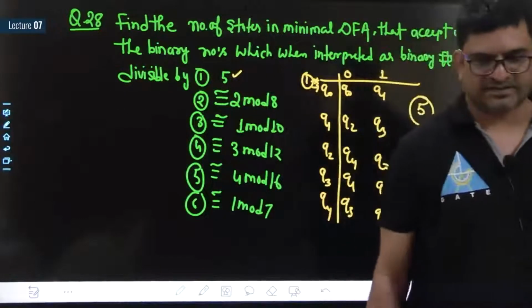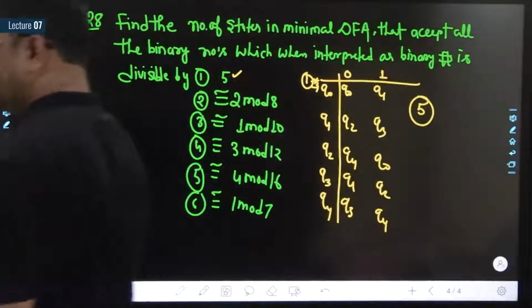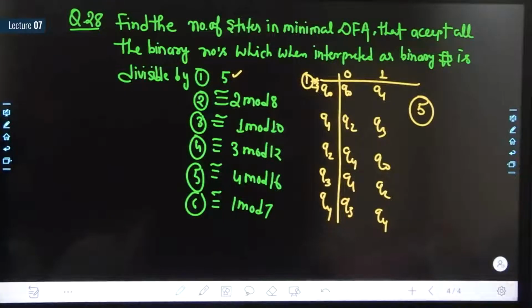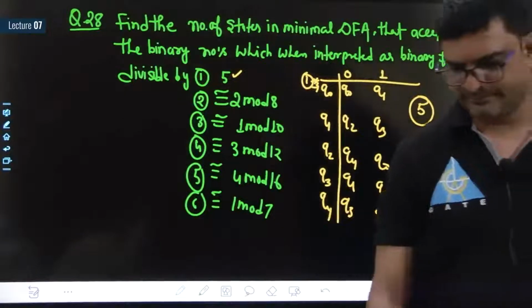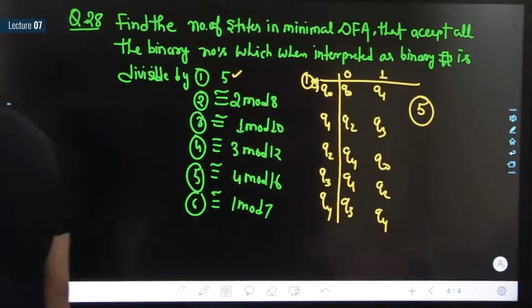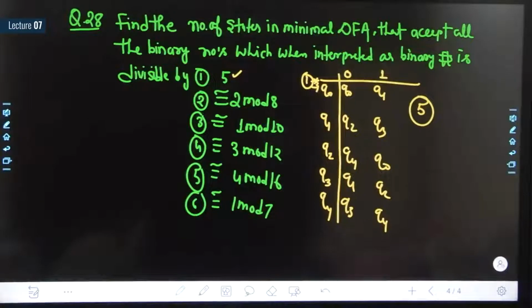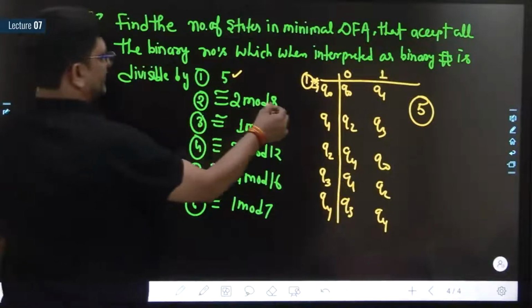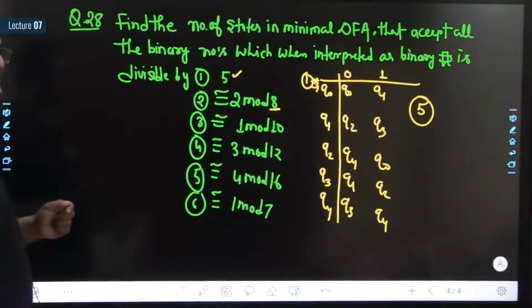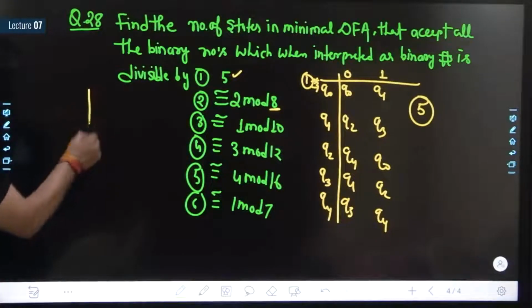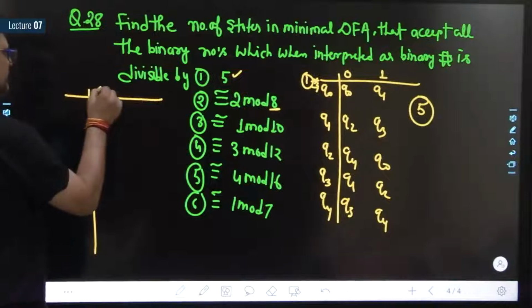Second question. Try to do the second question, do it fast. Divide by 8. How many remainders are possible? 8: 0, 1, 2, 3, 4, 5, 6, 7. Number of states possible? 8. Inputs 0, 1.